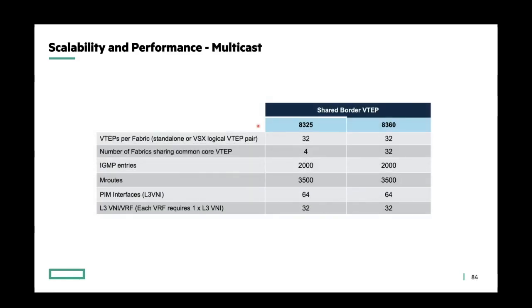For the multicast part now, the shared border VTEP, you will find in this array different capabilities with the number of IGP entries, number of mroutes, number of L3 VNIs that you can use, the number of VRFs, and the number of fabrics that can be used with a shared border.